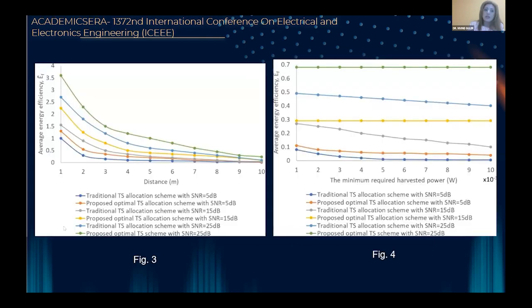And the same thing for the average energy efficiency with respect to the distance, and the average energy efficiency with respect to the minimum required harvested power. We can see in both figures that the proposed scheme outperforms the state of the art. Regarding the minimum required harvested power, as it increases, the energy efficiency decreases for the other state-of-the-art schemes, but for our proposed scheme it's almost unchanged. It's almost fixed due to the saturation.